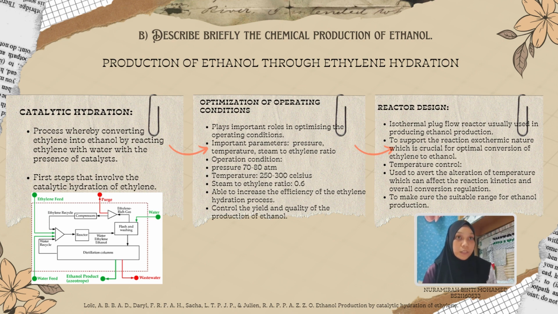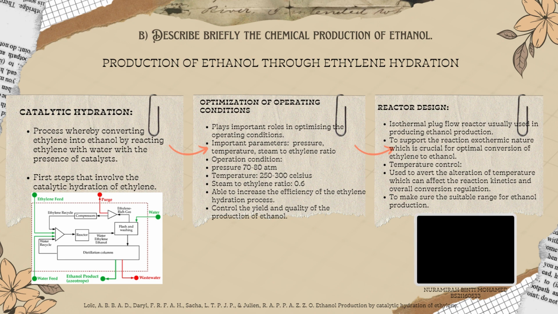Lastly is the reactor design, whereby isothermal plug flow reactors are usually employed in ethanol production. This is used to support the exothermic nature of the reaction, which is crucial for the optimal conversion of ethylene to ethanol. Temperature control is also important in reactor design, used to avert temperature fluctuations, which can affect the reaction kinetics and the overall conversion. This is to make sure it stays in a suitable range for ethanol production.